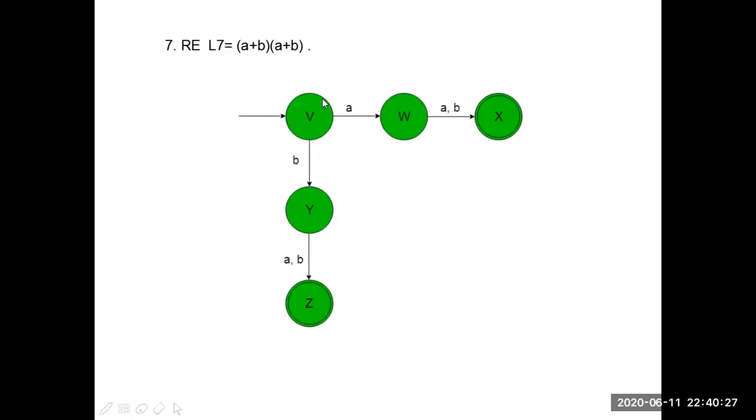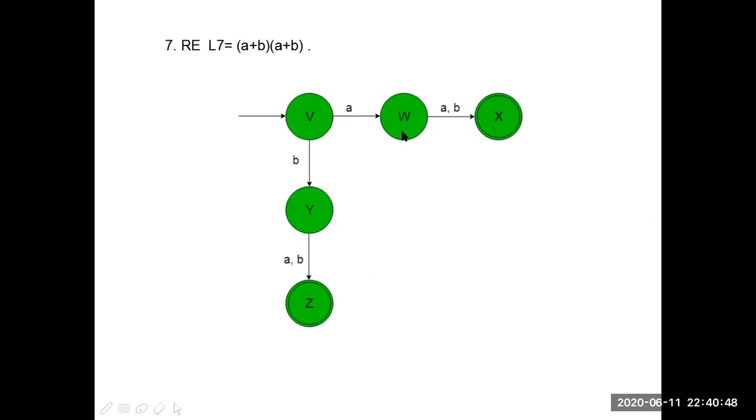Next, after A, the first character can be A or B. After A, again two options are there. The second character can also be either A or B only. So after reading A, again two options are there. W can read either A or B. On reading either A or B, it is going to the final state.